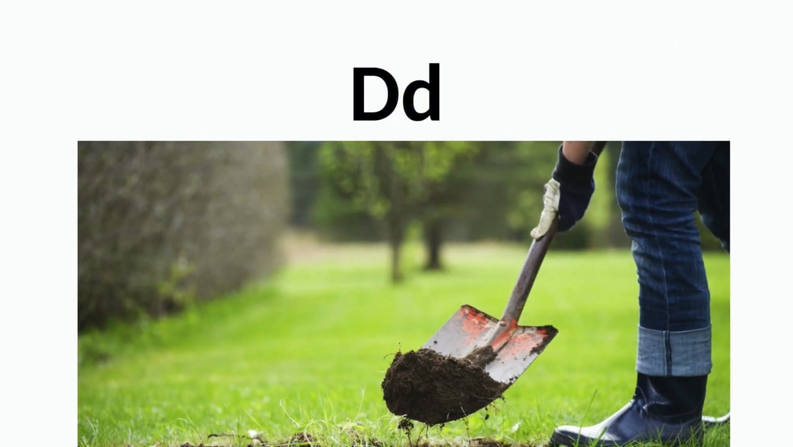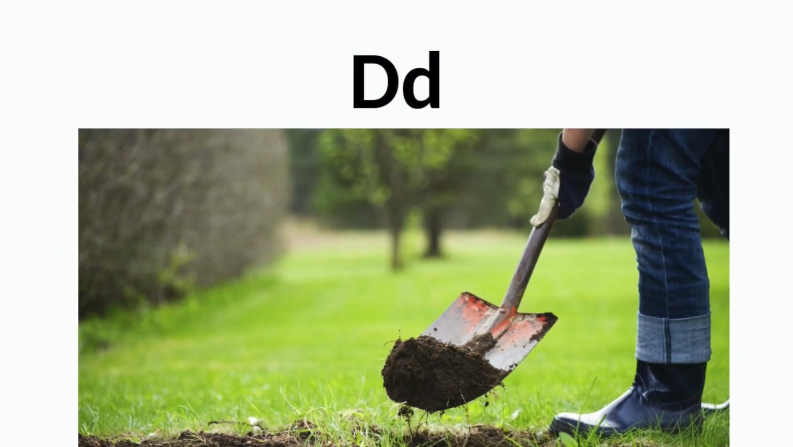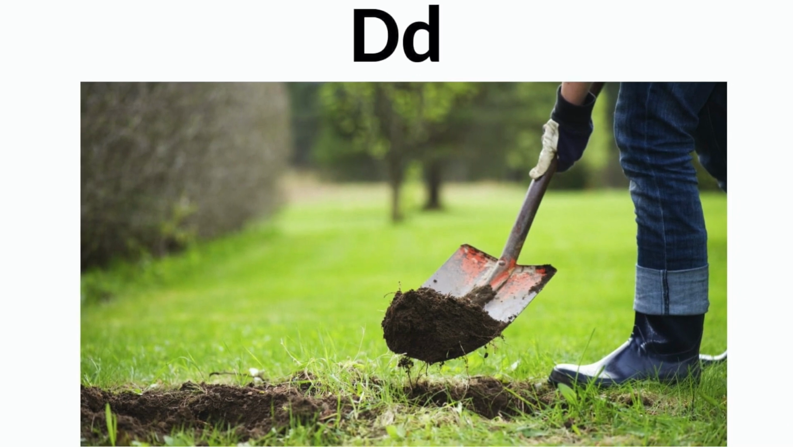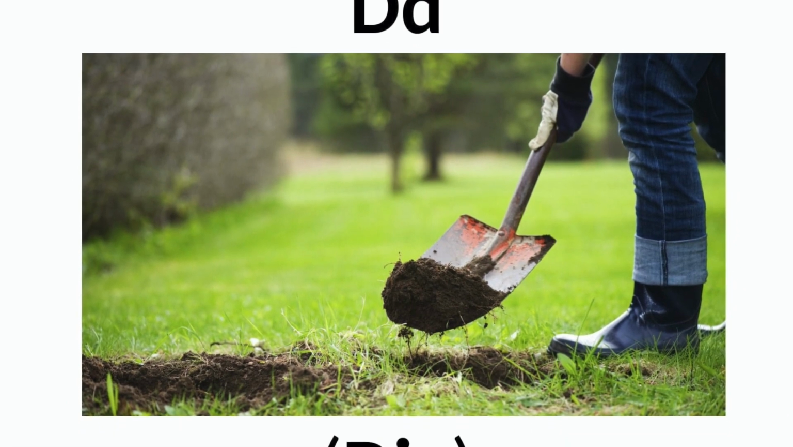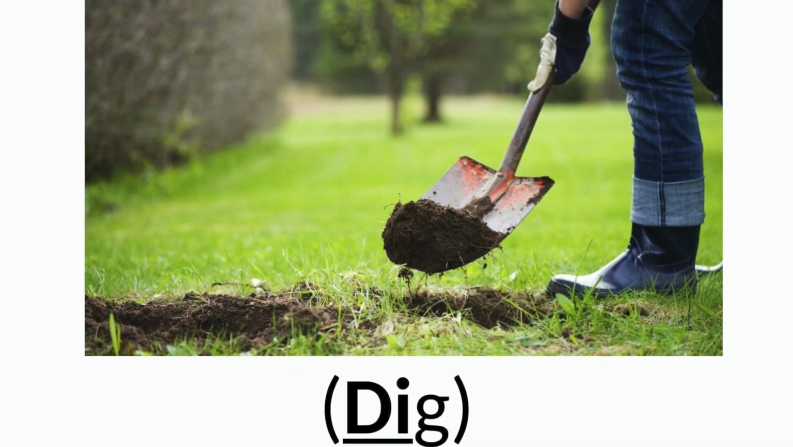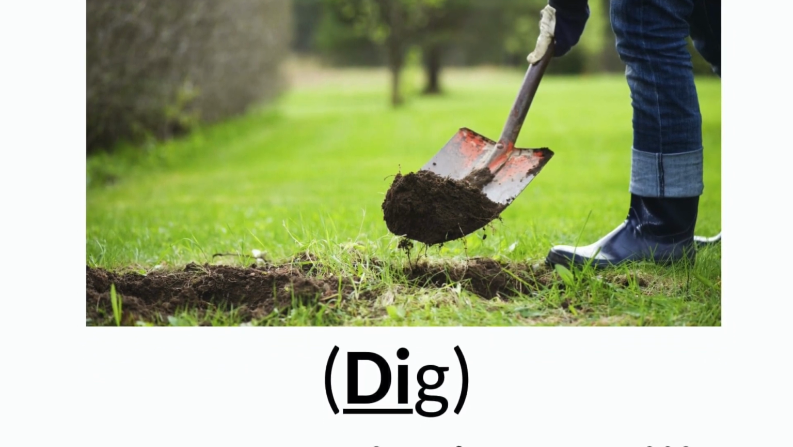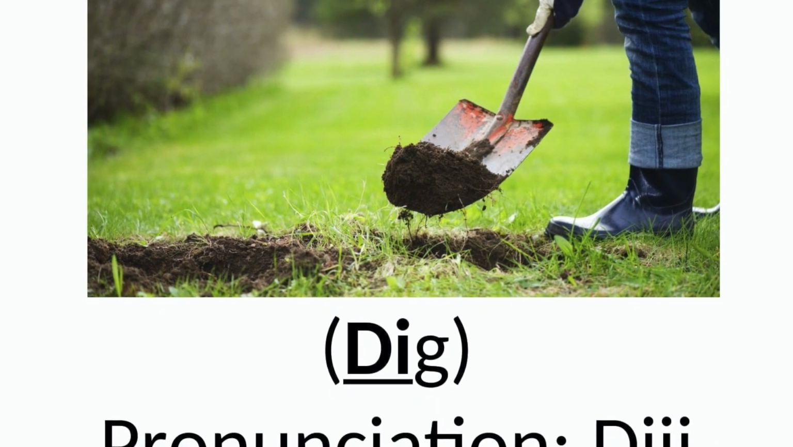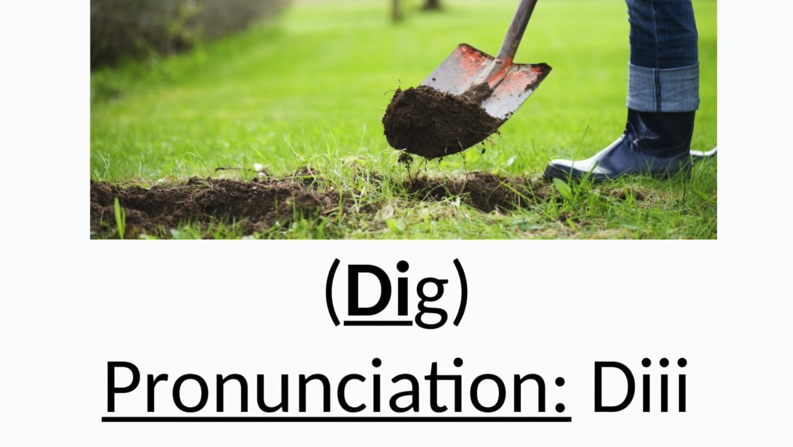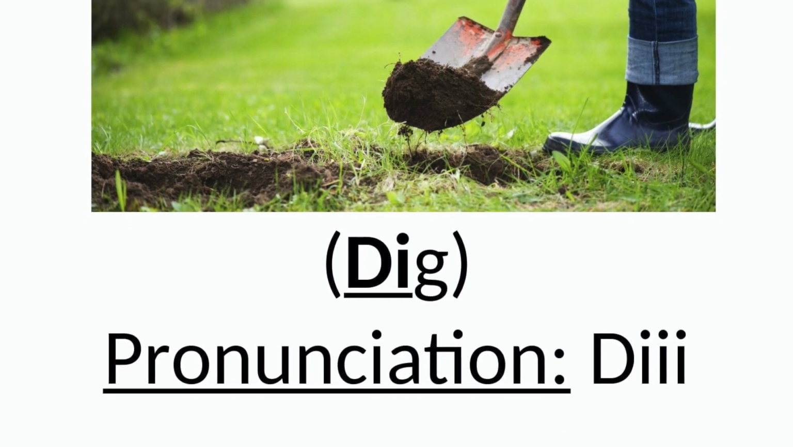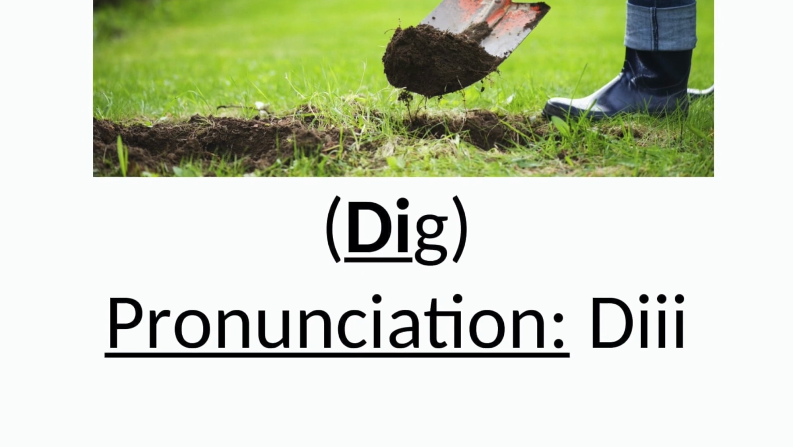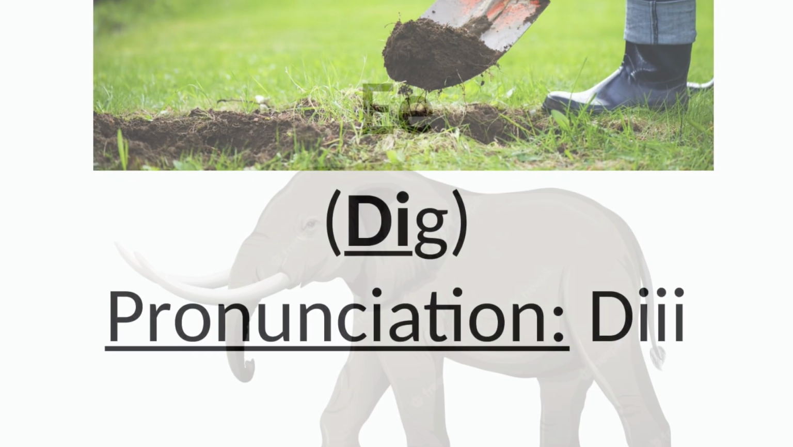The next Igbo alphabet is D. The Igbo alphabet D is not pronounced the same way as in the English alphabet D. It is pronounced as in the letters D-I, D, in the English word dig. Say it with me. D, D, D, D, as in dig.